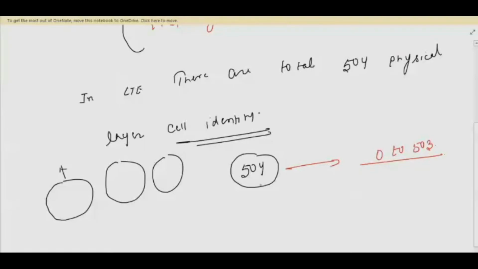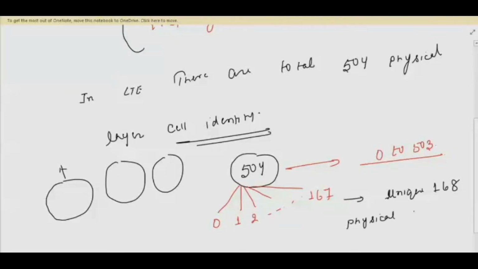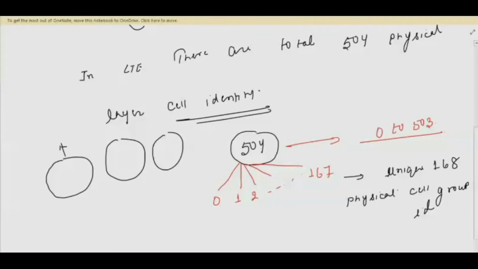This physical layer cell ID is further divided into 168 unique physical cell group IDs, 0 to 167. And each group has 3 unique cell IDs.